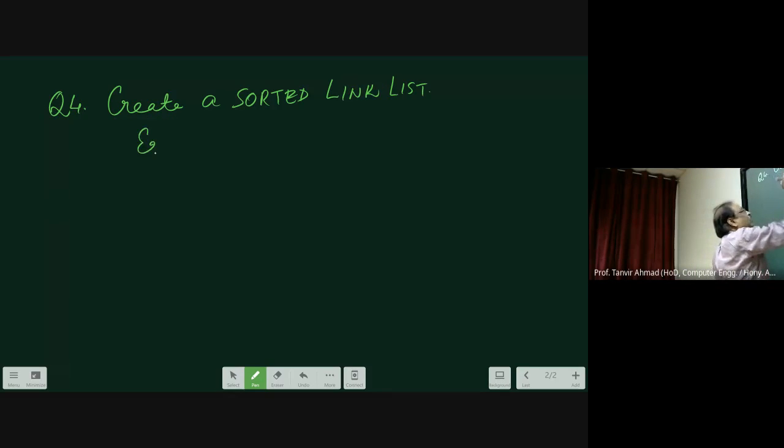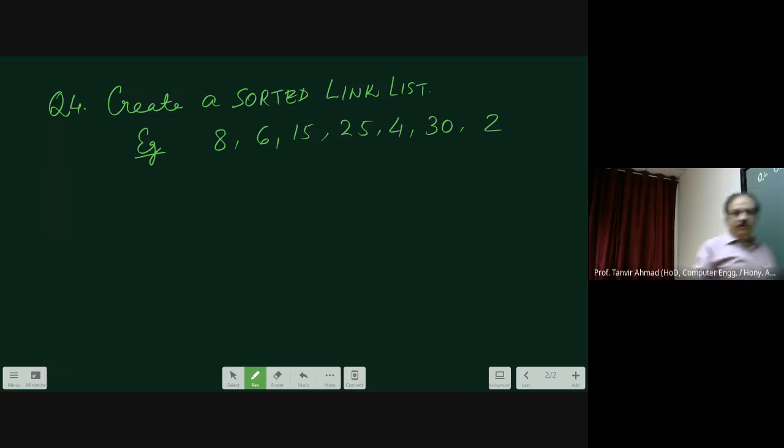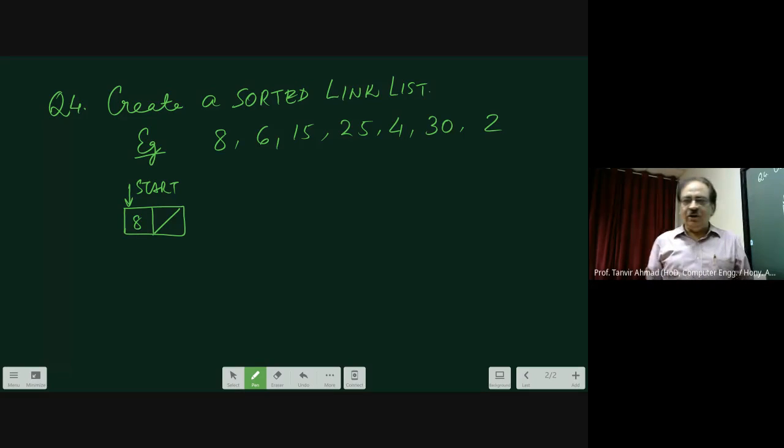Suppose I want to create a linked list with 8, 6, 15, 25, 4, 30, and 2. So these are the numbers, and I want to create a sorted linked list for this. Now what do I do? First of all, I create 8. For this, you require the algorithm to create a linked list. Okay? Then you get 6. You compare it with 8; it is less than 8. Therefore, you add 6 over here.